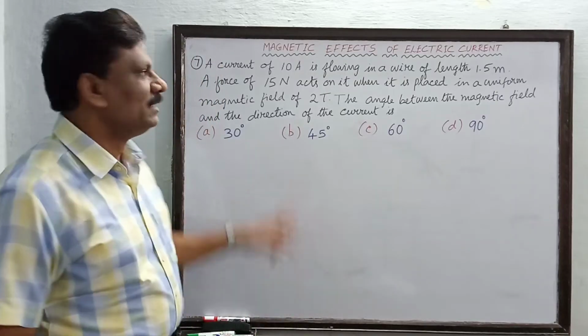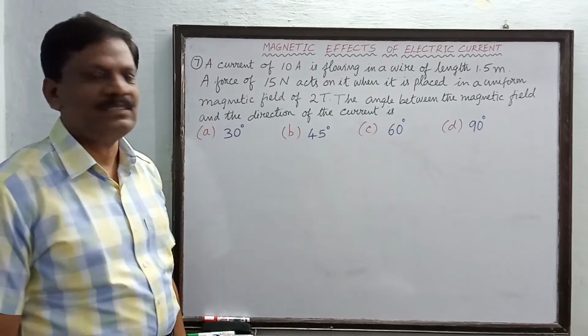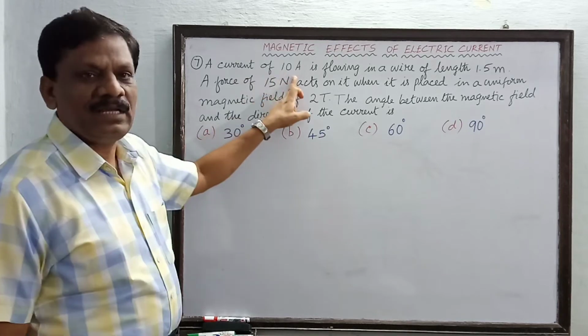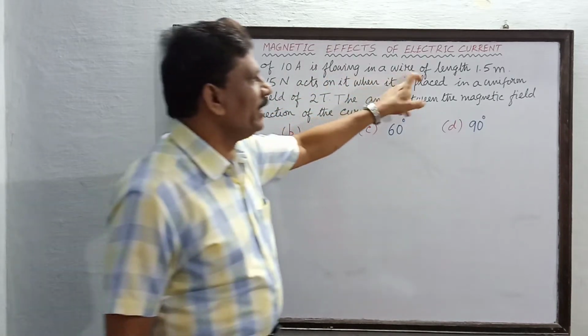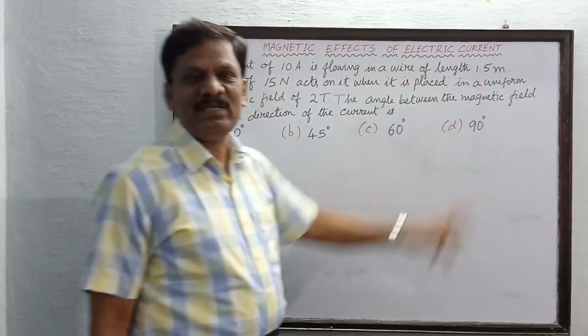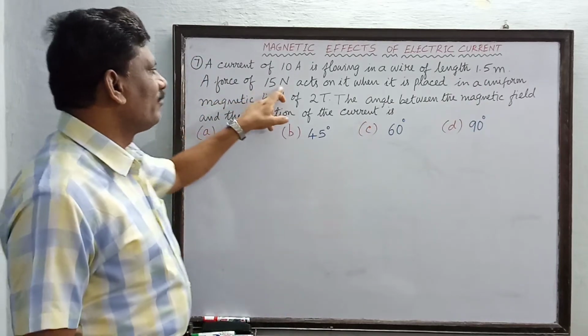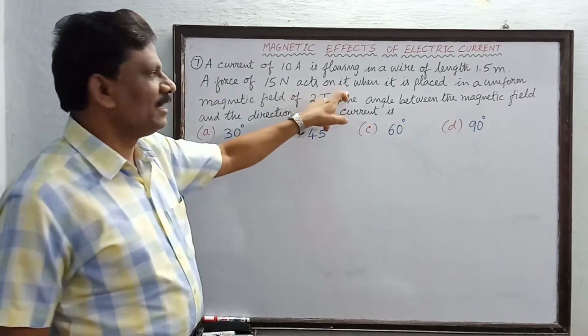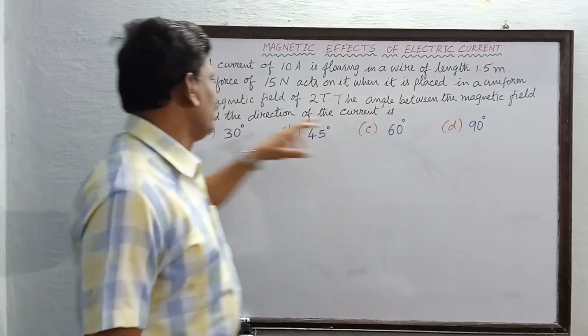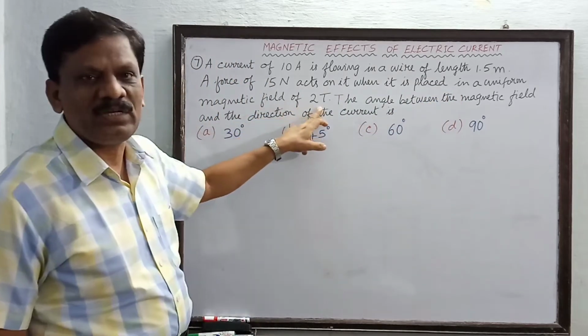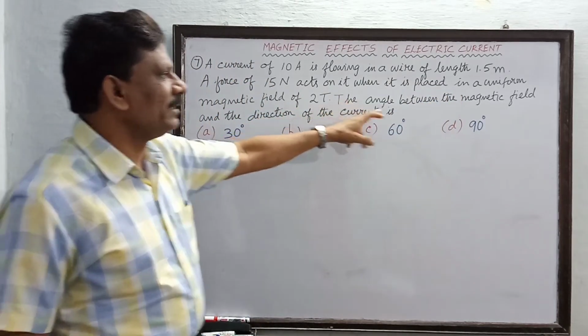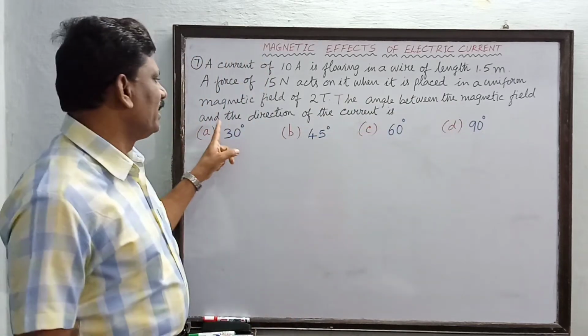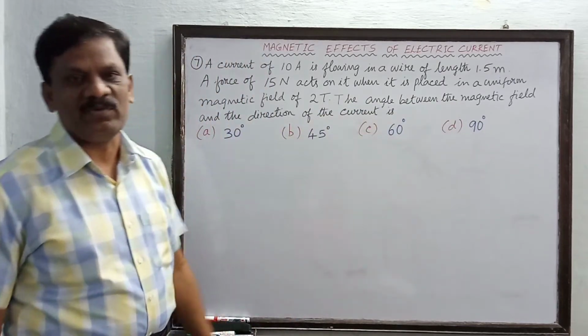Hi students, this is problem number 7. A current of 10 ampere is flowing in a wire of length 1.5 meter. A force of 15 Newton acts on it when it is placed in a uniform magnetic field of 2 Tesla. Now the angle between the magnetic field and the direction of the current is to be found.